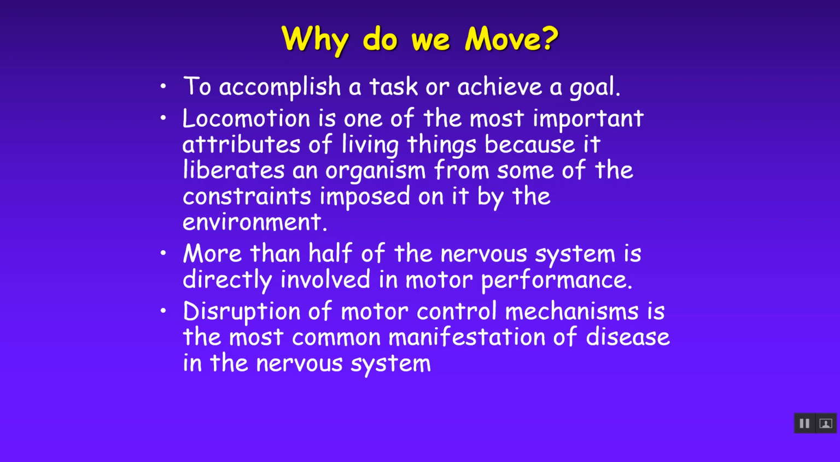So more than half the nervous system is directly involved with motor performance, moving, okay? And it's interesting that our primary motor strip is part of our frontal lobe, and also our executive functioning systems are right next to our primary motor strip.